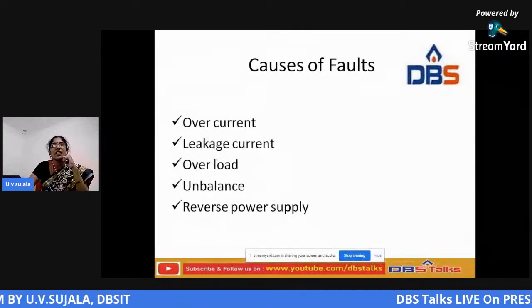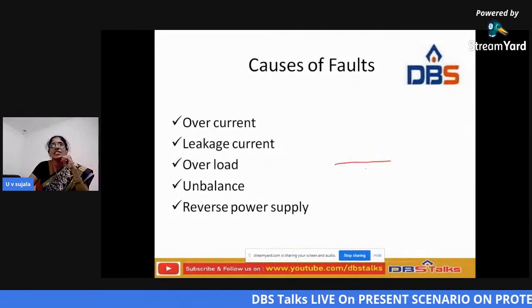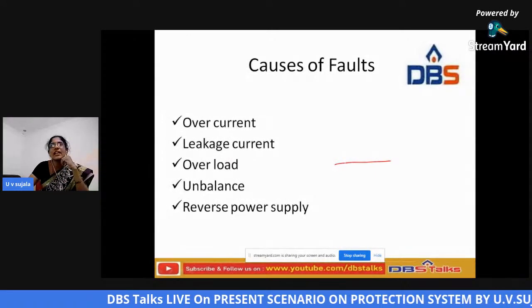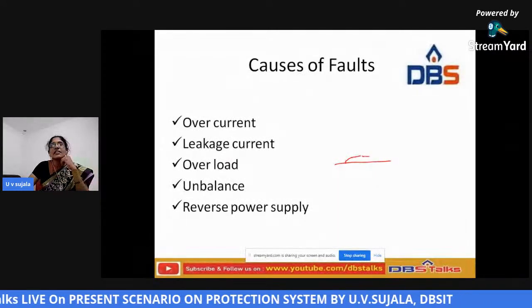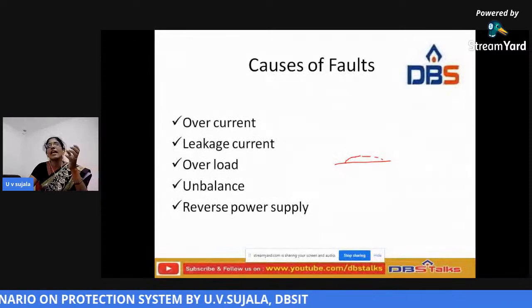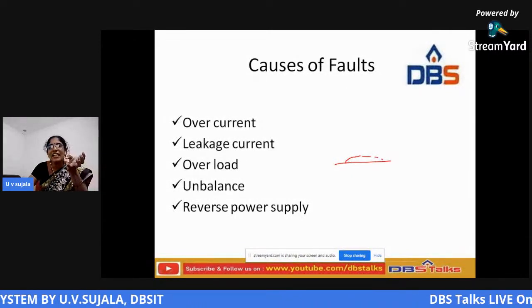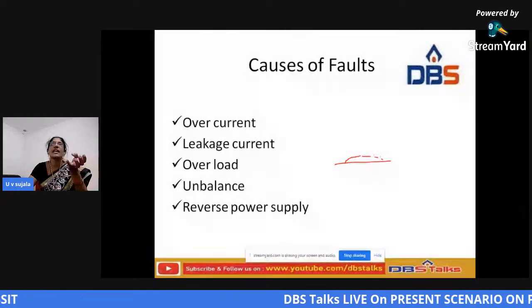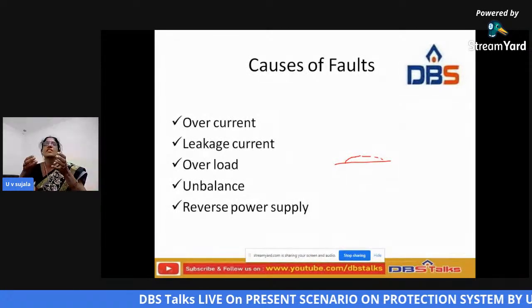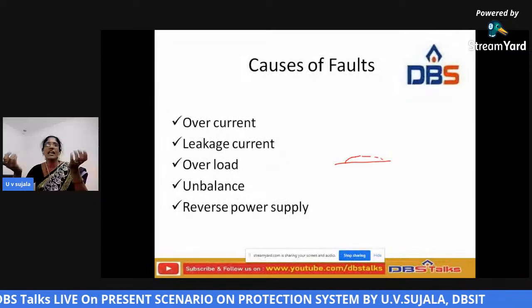Next, leakage current. Suppose there is a transmission line with a conducting wire, it will be ionized due to the corona. The amount of current will be flowing to the outside. So that is called leakage current. Leaking of the current.